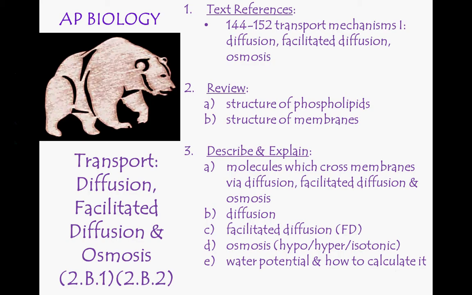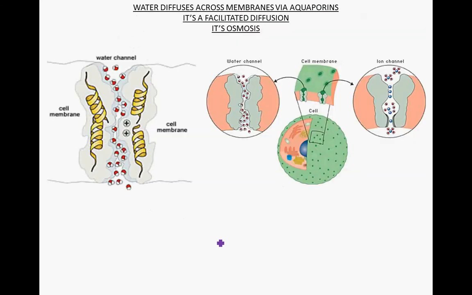This screencast is going to cover the second half of the PowerPoint on transport: diffusion, facilitated diffusion, osmosis. We're going to look at this osmosis part today. In the previous screencast, we talked about the membrane and facilitated diffusion. Now I want to focus on D and E here, describing and explaining osmosis, these terms hypo, hyper, and isotonic, as well as the water potential and how to calculate it. So we'll skip forward through these slides and get to this one.